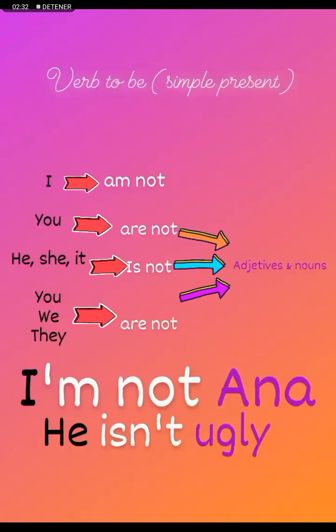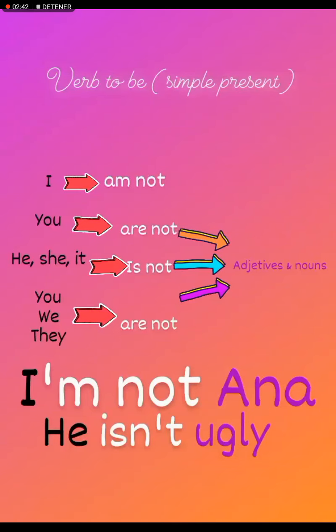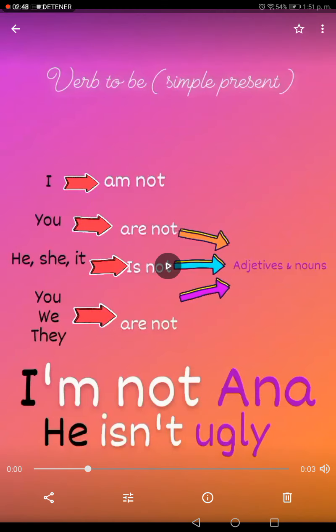Then we have two examples. I am not Anna. Yes, we have the reduced form of the form am of the verb to be, and also we have he isn't ugly. He is not ugly. This is the reduced form for is not.